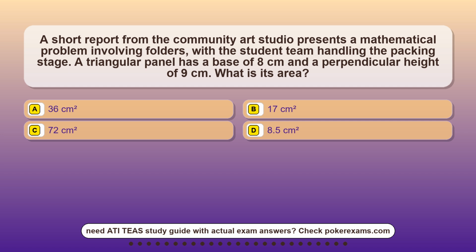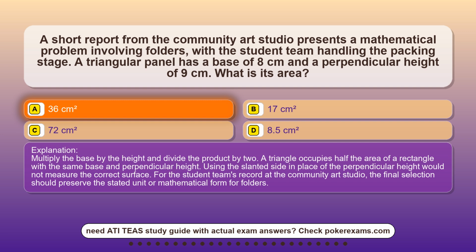What is its area? Option A, 36 square centimeters. Option B is 17 square centimeters. Option C, 72 square centimeters. Option D, 8.5 square centimeters. The correct answer is option A, 36 square centimeters. Multiply the base by the height and divide the product by 2. A triangle occupies half the area of a rectangle with the same base and perpendicular height. Using the slanted side in place of the perpendicular height would not measure the correct surface.